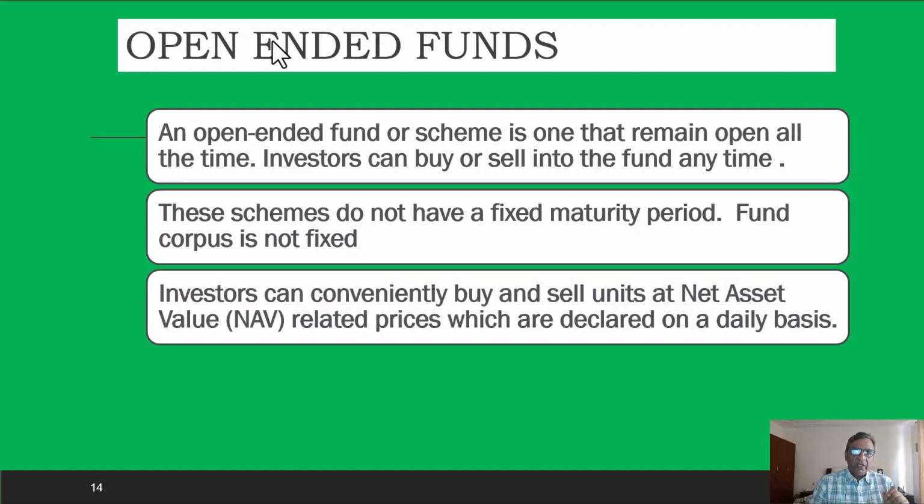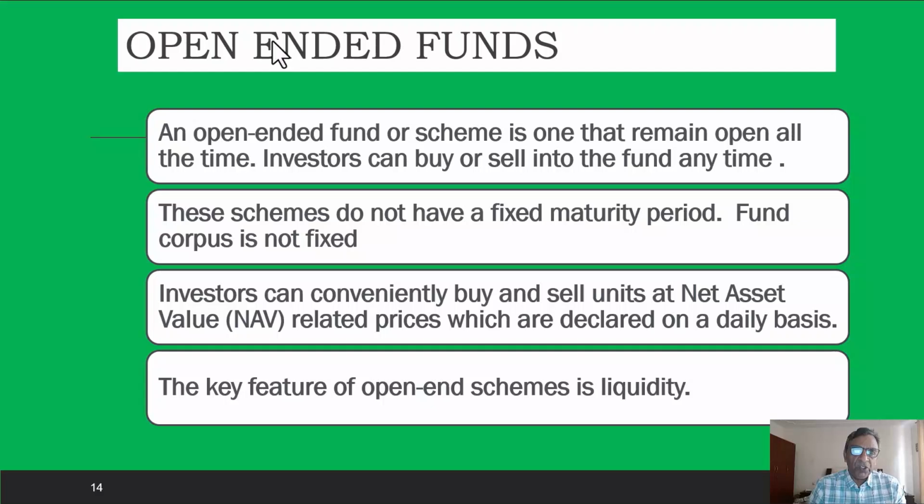Investors can conveniently buy and sell units at the NAV price, which is declared on a daily basis. The mutual fund declares the NAV, the value per unit, every day, and investors can conveniently buy or sell units at this price.